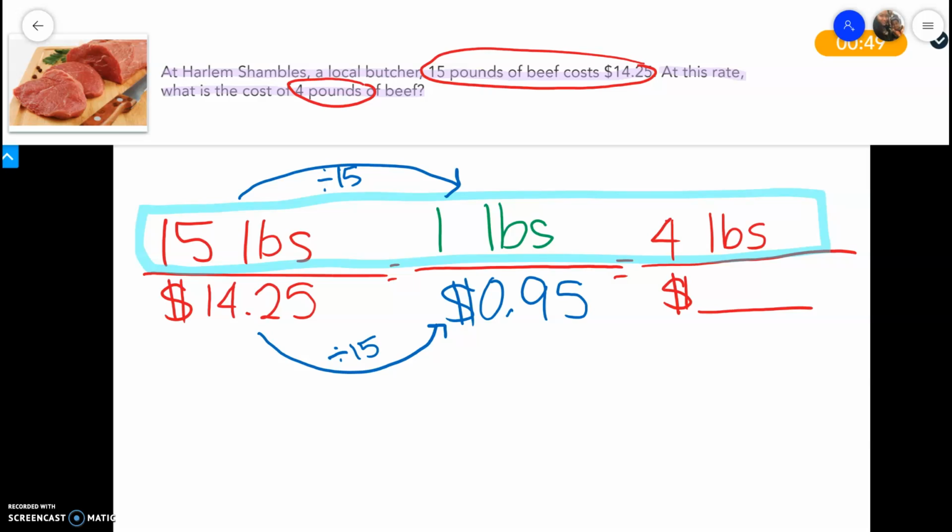So if 1 pound of beef equals $0.95, to go from 1 pound to 4 pounds, I've got to multiply by 4. So to find my price, I've got to multiply my price of 95 cents times 4, and I got 3.8, or $3.80.